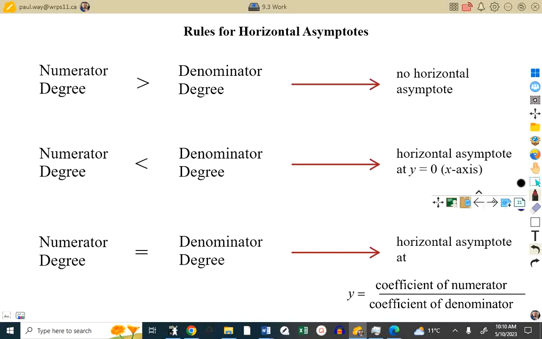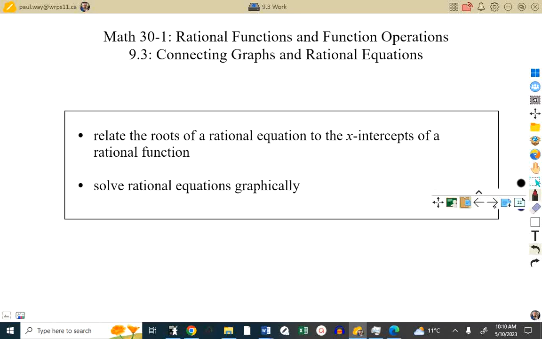All right. So now the next lesson that we're covering, it's also a very short one, is called Connecting Equations and Graphs of Rational Equations. So what we want to do here is relate the roots of a rational equation. Roots are solutions. The solutions to a rational equation.